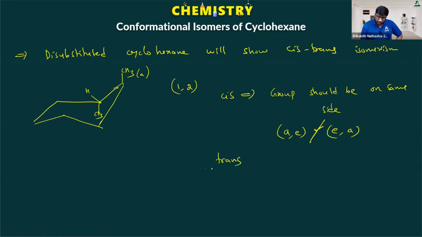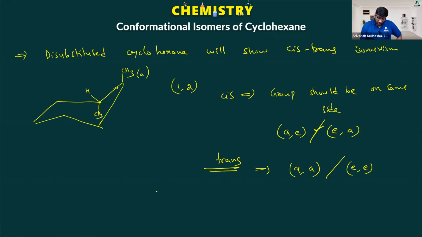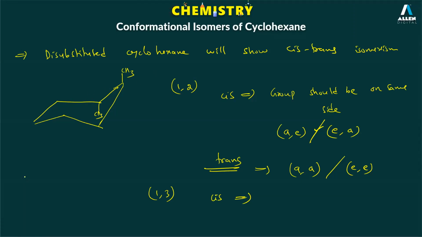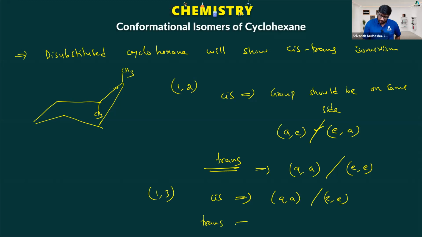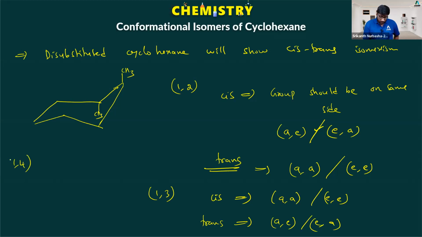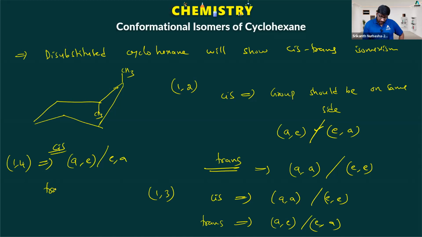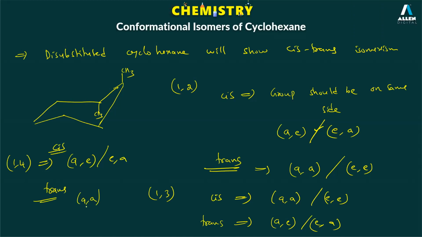Trans means axial axial or equatorial equatorial. Like that we can write for 1,3 also. For 1,3, cis means what? This is for 1,2, axial equatorial. Trans means axial axial. For 1,4, cis means axial equatorial or equatorial axial. Trans means axial axial or equatorial equatorial.